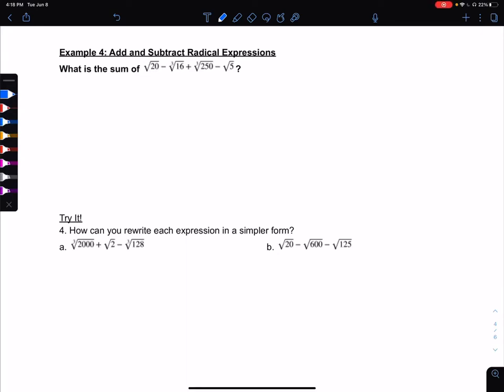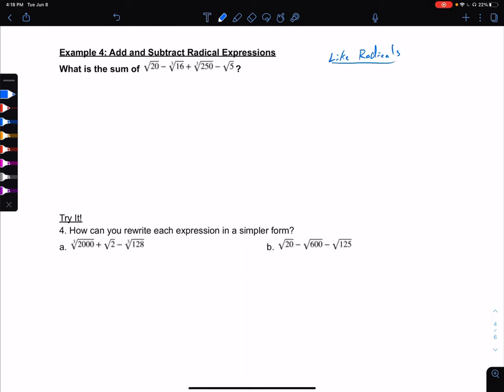In this video, we're going to look at example 4, where we add and subtract radical expressions. Something that is important before we even get into this is the phrase like radicals. It's similar to like terms. There's some rules to it.